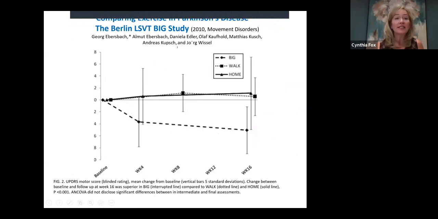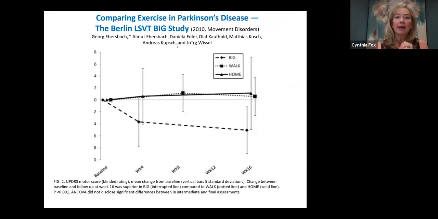In terms of LSVT BIG, the first randomized controlled trial actually came out of a group in Germany, Dr. George Ebersbach and colleagues. What they looked at was LSVT BIG compared to a Nordic walking exercise program or a home exercise program. The outcome measure was change in motor score of the Unified Parkinson's Disease Rating Scale. And on this scale, a decrease is an improvement.